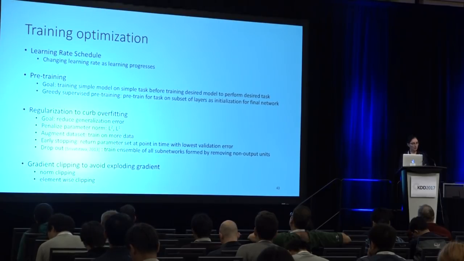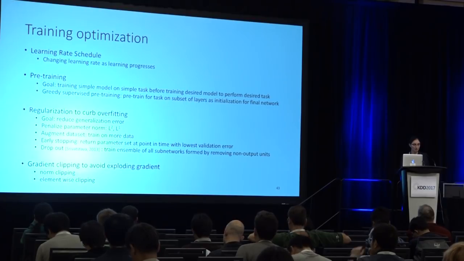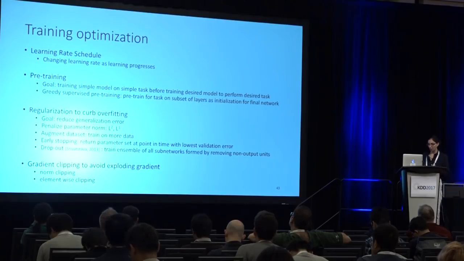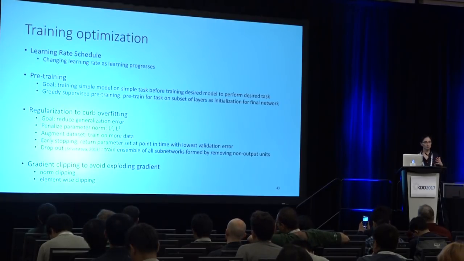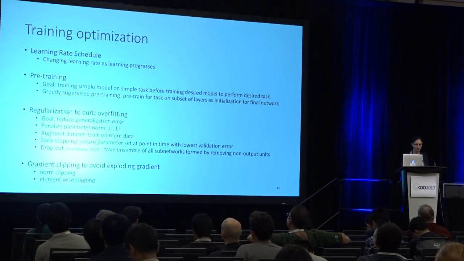The last thing that I want to mention is that when you train deep neural nets, there are some ways to optimize the training. And I list a few common ones here. The first one is you need to have a learning rate schedule. So you need to be able to adapt the learning rate as the learning progresses. And there are many techniques for that.